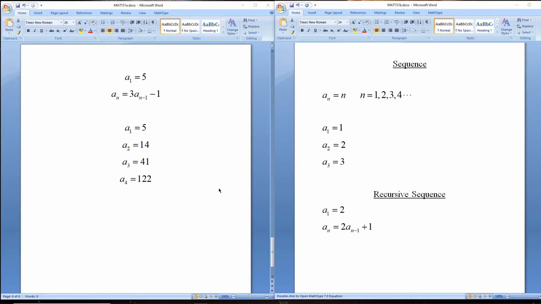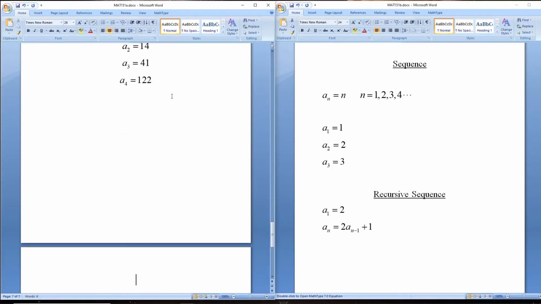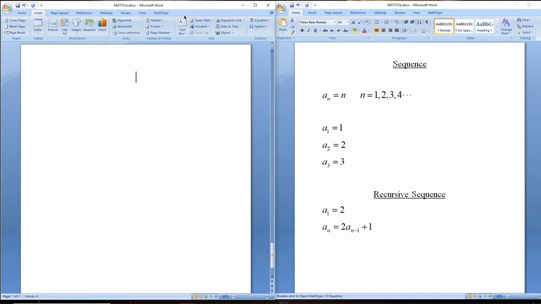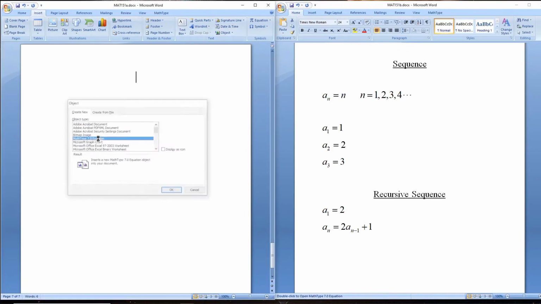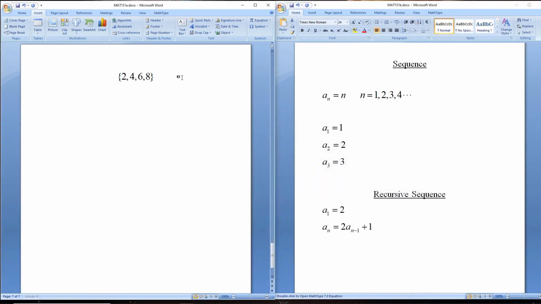So that's all the book has to say about recursive sequences. They actually end with that, and then they go back to regular sequences again. So let's take another set of numbers again. Let's list out some positive integers there. So here's a sequence of numbers.